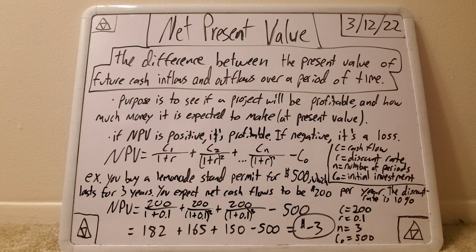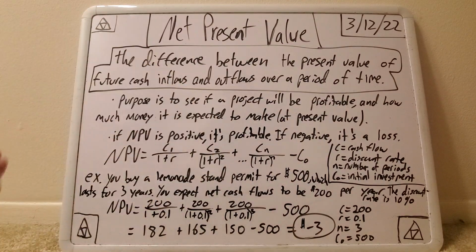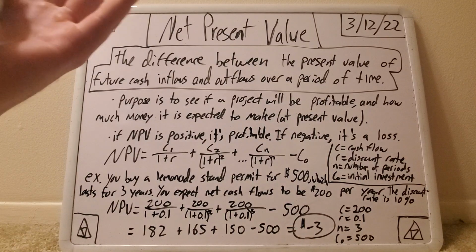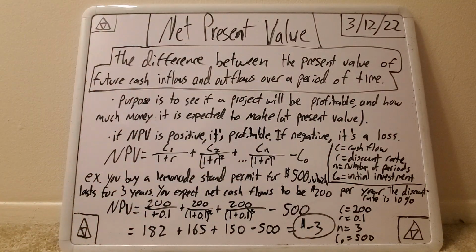And if it is profitable, by how much money it will be expected to make in terms of present value dollars. If NPV turns out to be positive after we go through the equation, then the project will most likely be profitable. And then it's the opposite. If it turns out to be negative, it will most likely lose money, in which case the person running the project should no longer run that project or make some changes until NPV turns out to be positive.